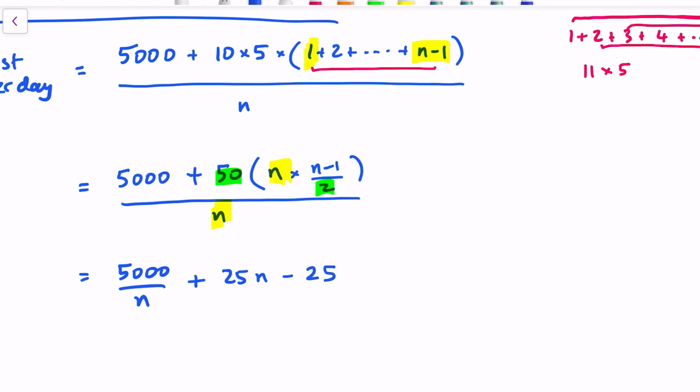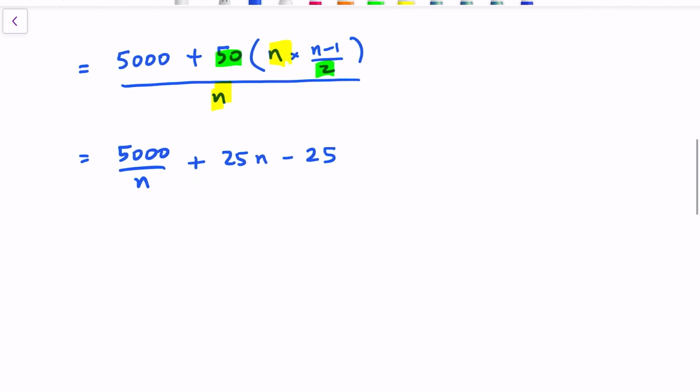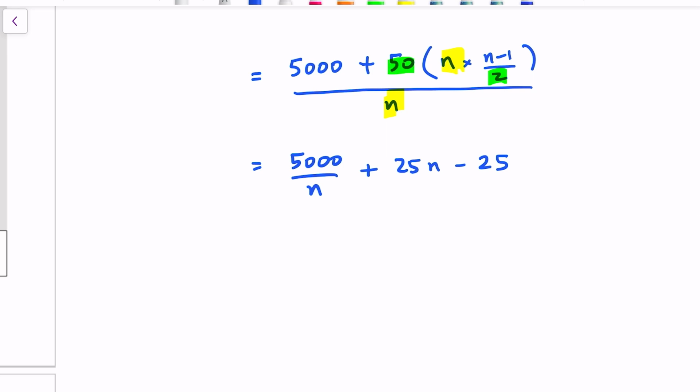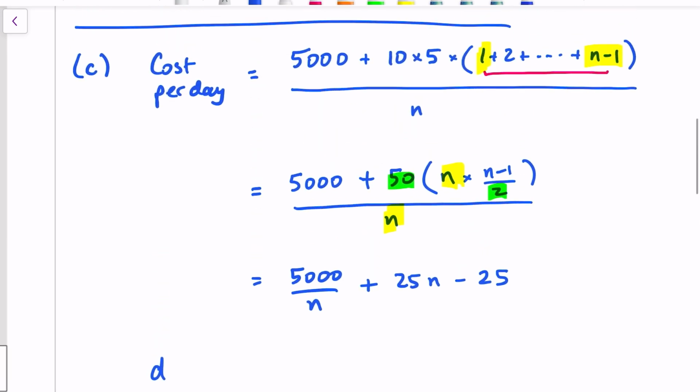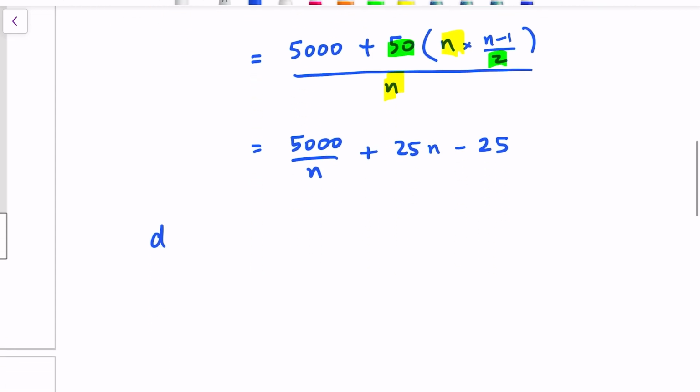Now remember, before my expression was 25n squared minus 25n, but this is being divided by n, so we get the same thing. If you didn't know how to sum up numbers from 1 to n, then you could have done it as a quadratic pattern. Okay, and now we need to differentiate this. We want to find the optimal cost per day, or let's just call cost per day C. So dC/dn, 5,000 over n is the same as 5,000 n to the minus 1, so that's going to go minus 5,000 over n squared and plus 25.